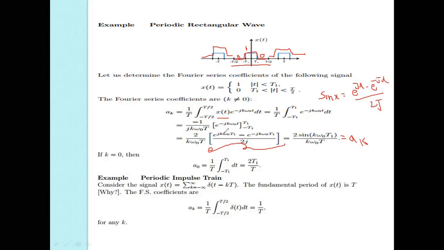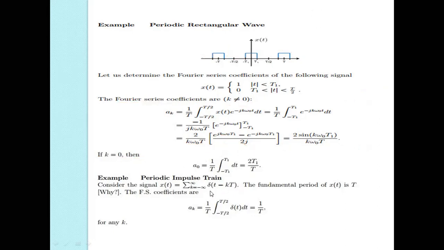And instead of x here, there is k omega naught t1. So sine k omega naught t1, and the denominator is k omega naught T. The denominator we already derived when I was applying the integral of e power jx. That coefficient is there, k omega naught capital T. When k is equal to 0, the Fourier series coefficient, we derived for k not equal to 0, that is a of k. If k is equal to 0, then the value becomes a0 is equal to 1 by T.